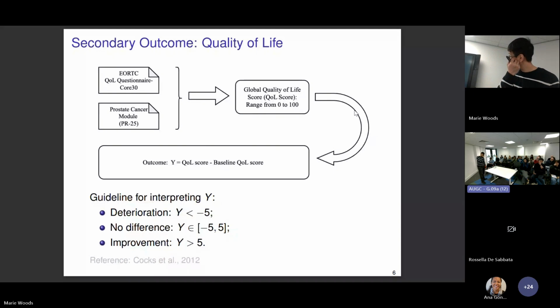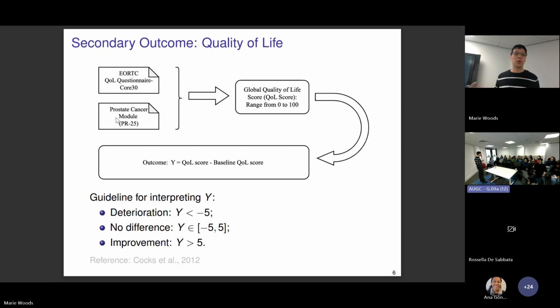Okay, and so this is our secondary outcome in this trial, which is quality of life. For this particular data set, quality of life was evaluated through a combination of questionnaires. The first part is a generic quality of life questionnaire, and the second part is a particular prostate cancer module. You combine these two to get a so-called global quality of life score that ranges from 0 to 100.